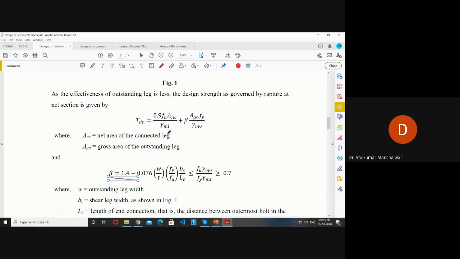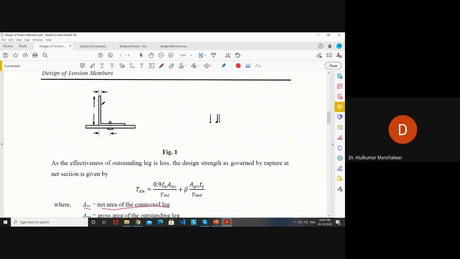So here Anc is the net area of the connected leg, and Ago is the gross area of the outstanding leg. Outstanding leg means which is not connected to the plate. If you see, this is the outstanding leg and this is the connected leg. Okay.